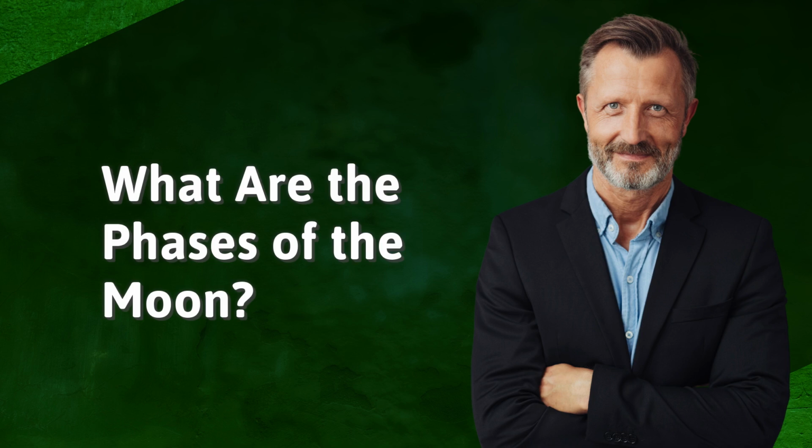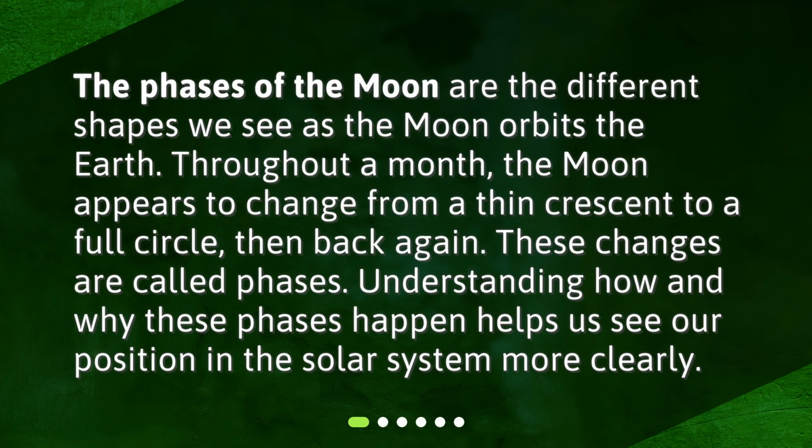What are the phases of the moon? The phases of the moon are the different shapes we see as the moon orbits the Earth. Throughout a month, the moon appears to change from a thin crescent to a full circle, then back again. These changes are called phases. Understanding how and why these phases happen helps us see our position in the solar system more clearly.